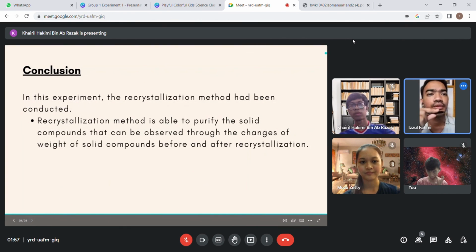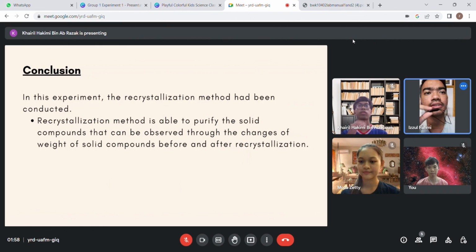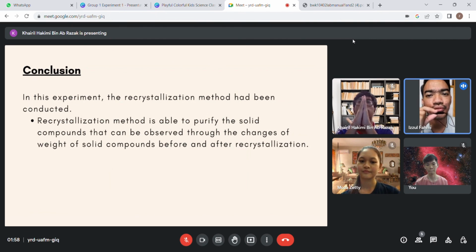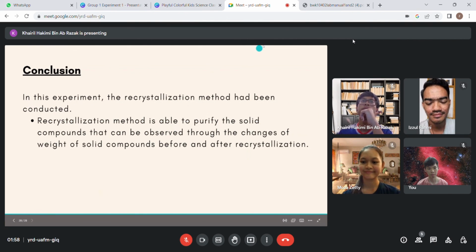So the conclusion that we have concluded in this experiment is that the crystallization method is able to purify solid compounds, which can be observed through the changes of weight of solid compounds before and after crystallization.